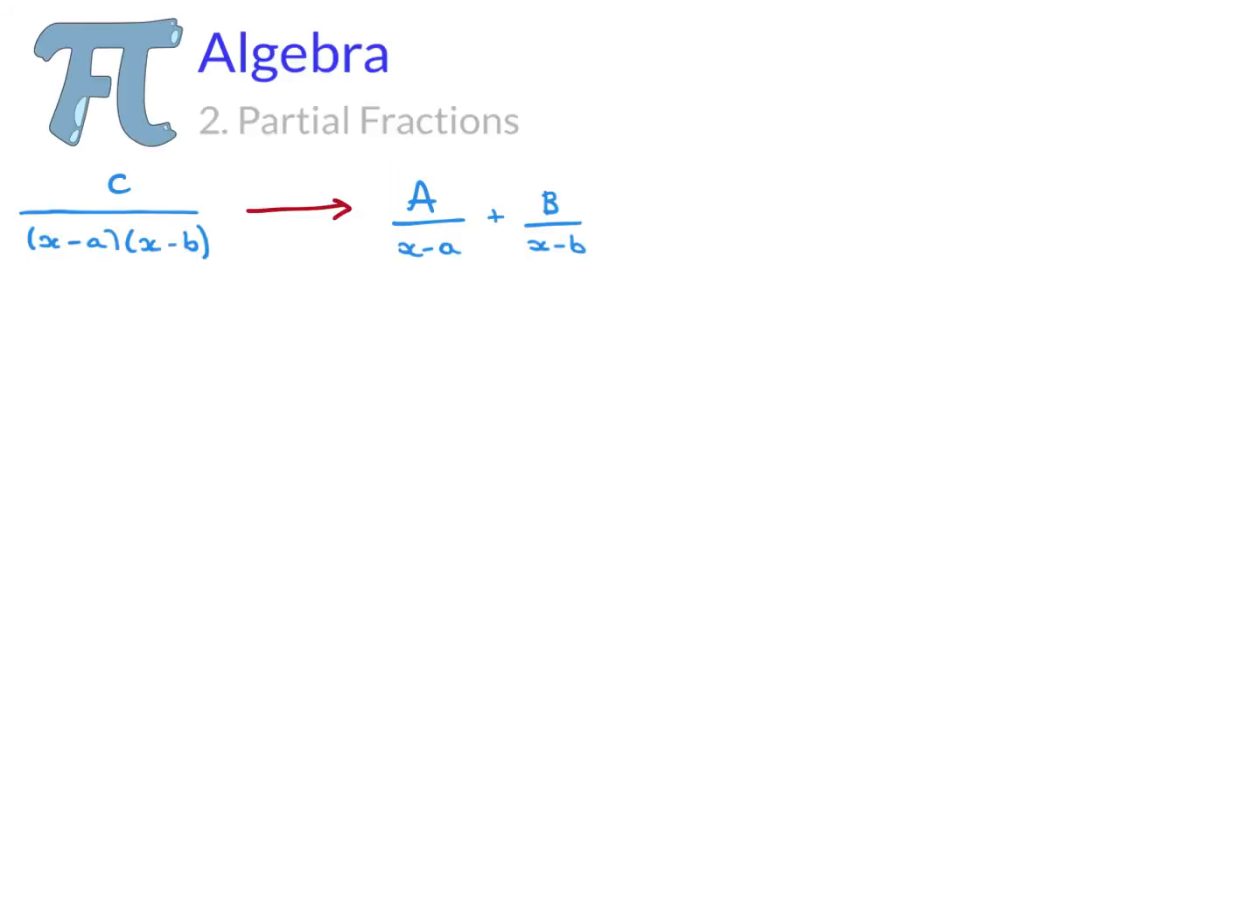A very useful trick in algebra is to be able to break up a fraction whose denominator can be factorized into a sum of fractions with single factors as their denominators. Let me start with the really simple example 8 over (x plus 2)(x minus 2).